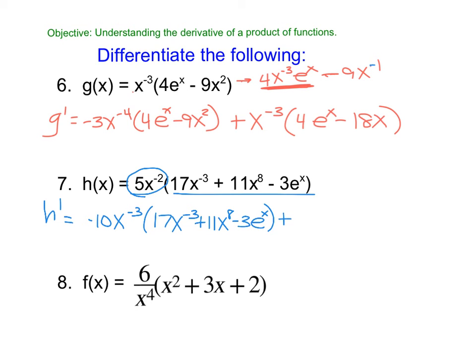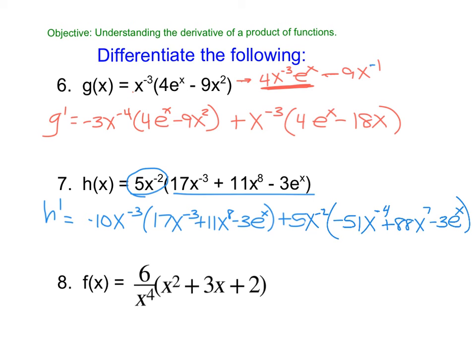And then plus, rewrite the first one. That's an x, just kidding. X to the negative 2, and then the derivative of the inside. Negative 51, x to the negative 4. Don't forget when you're subtracting, negative 3 minus 1 is negative 4. Plus 88, x to the 7th. Derivative of e to the x is e to the x. And that's it. All right, last one.